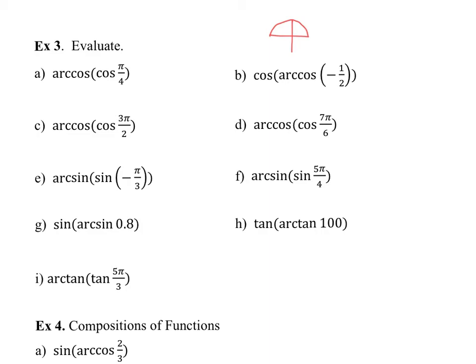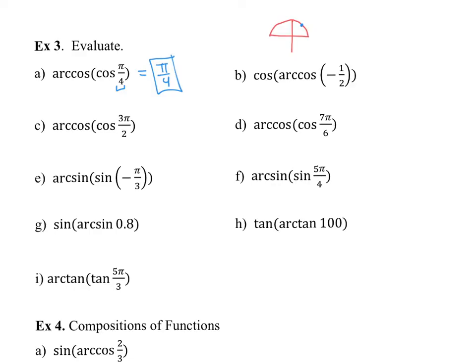Okay, so if I look at this, I have the cosine of pi over 4. I want the arc cosine of pi over 4. So do those cancel out? Okay, the only thing I have to ask myself is, is pi over 4 within the correct domain? Yeah, it is. Because it's in the correct location, they're just going to cancel out, and I'll get pi over 4.